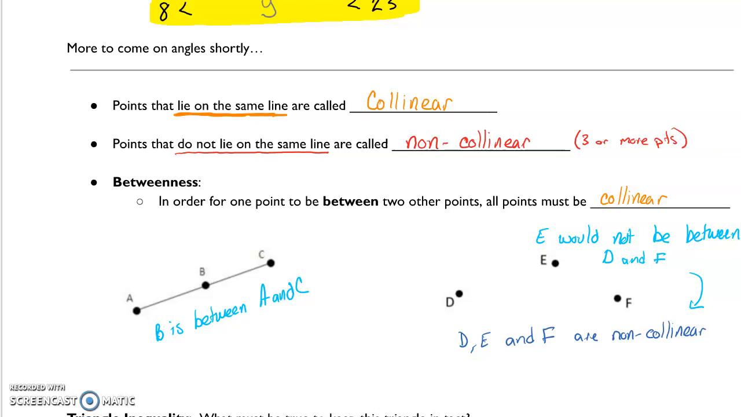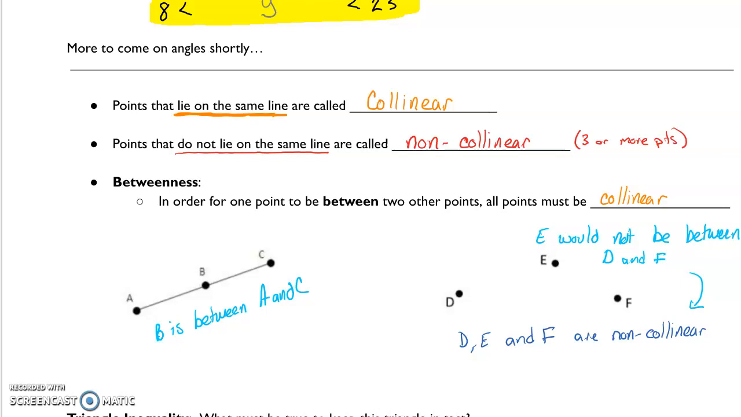It's important when you come to the term betweenness. If we ever state that a point is between 2 other points, we are stating that they are collinear. You cannot be between 2 points unless you are collinear. So in our diagram on the left, B is collinear with A and C, so it is between A and C. But E is not between D and F because they are non-collinear points. So those 3 terms are all very kind of linked together. You have to make sure you're aware of them.